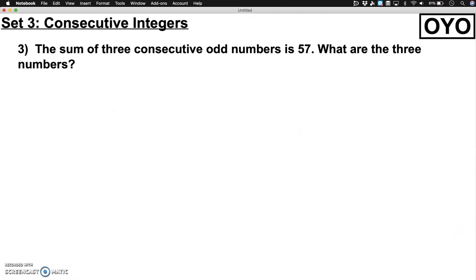The next is an on-your-own problem about three consecutive odd numbers whose sum is 57. Use the patterns that we defined for consecutive numbers.